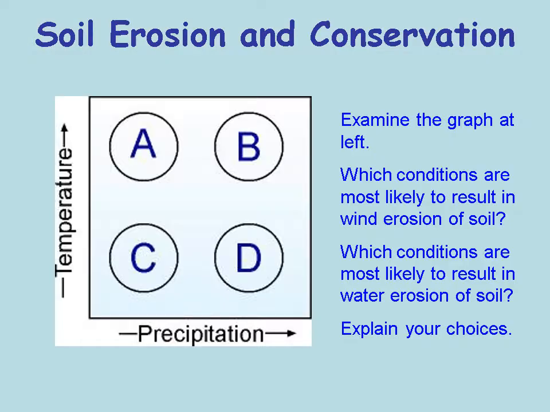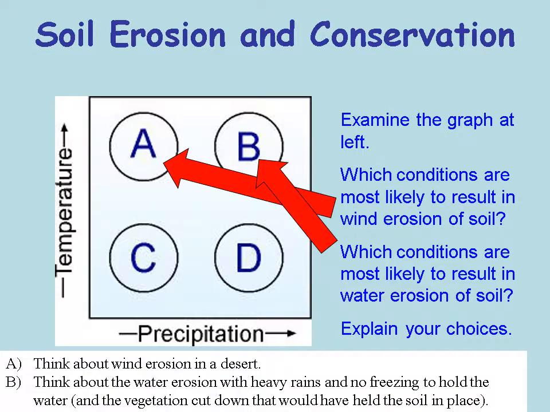Okay, so here's a little picture. Examine the graph. Which conditions are most likely to result in wind erosion of soil? Well, A, where you have high temperatures and low precipitation, in other words, desert kind of places. And water erosion, which conditions? Well, high temperatures and lots of water, lots of rain. If you think about wind erosion, you get that in a desert. And if you think about water erosion, you think about heavy rains and no freezing, so the water's not held back, and vegetation gets cut down, and the soil just runs off with the water.